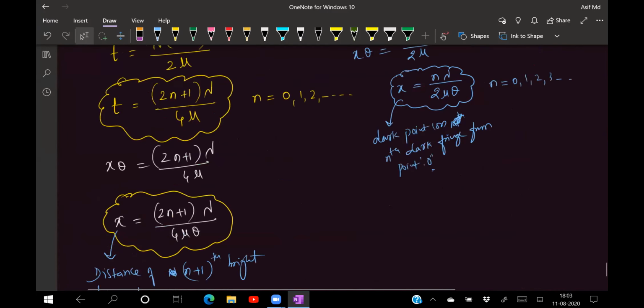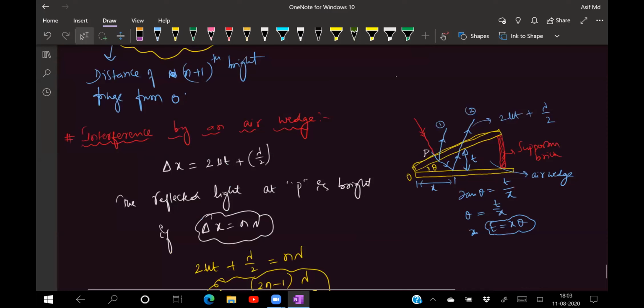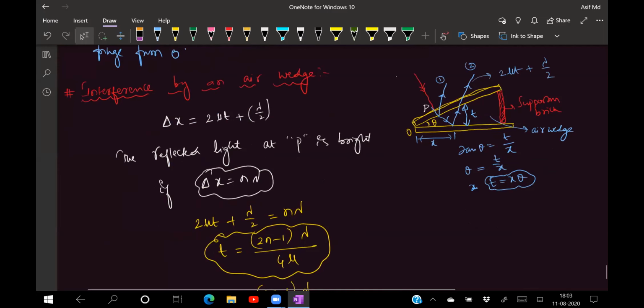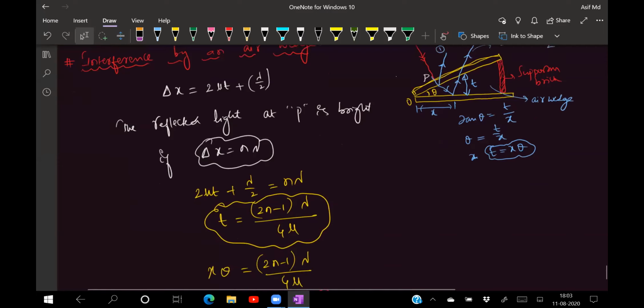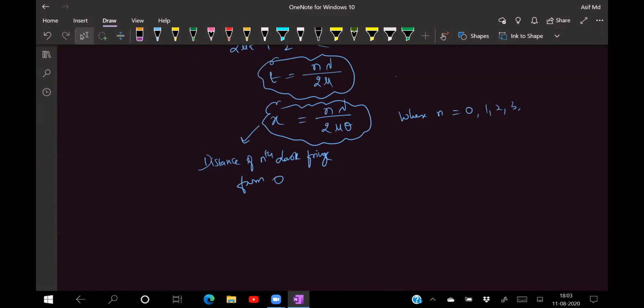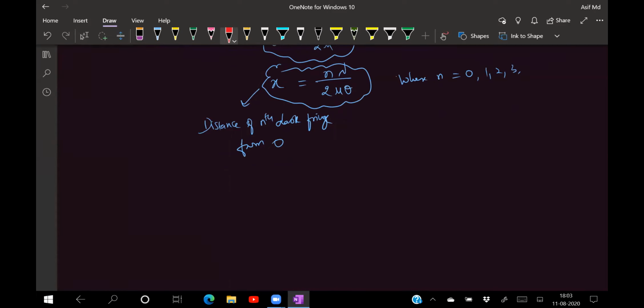In the same way, we talked about interference by an air wedge instead of a thin film. Now we are taking the air wedge. For this, the path difference is 2 mu t plus lambda by 2. That's the only difference. Then the delta x values are the same for the bright and dark points, and try to simplify the relations. That will give you the different cases. Let us try to do some problems now.